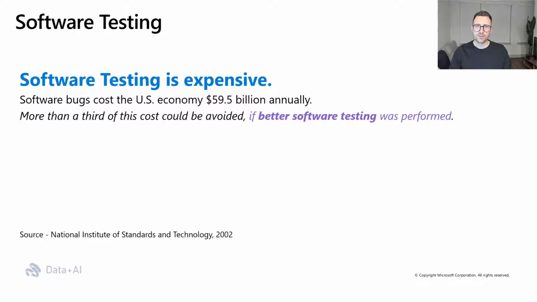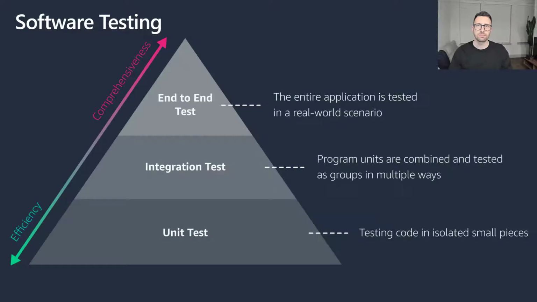As you probably already know, software testing is expensive. It is estimated that software bugs cost the US economy more than $59 billion annually. More than a third of this cost could be avoided if better software testing was performed.